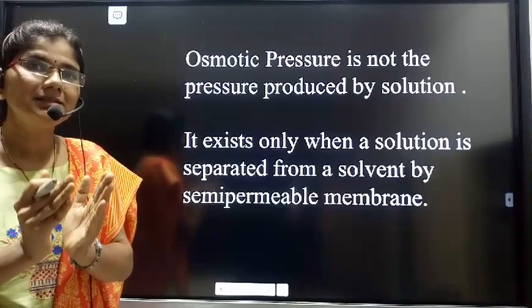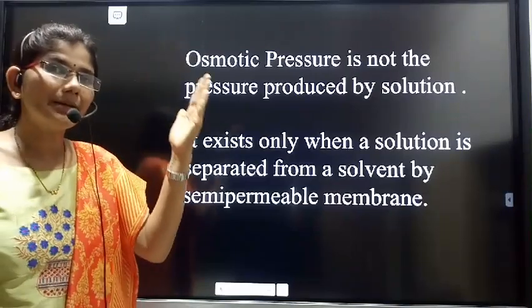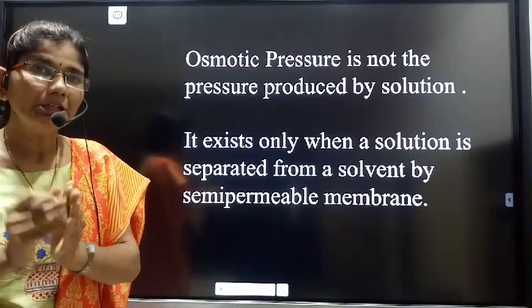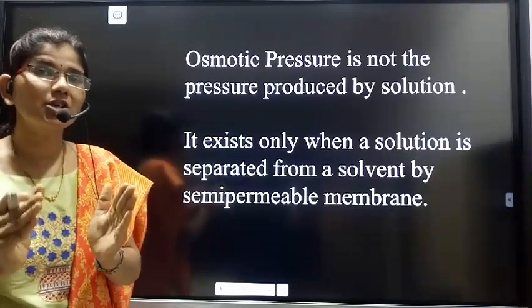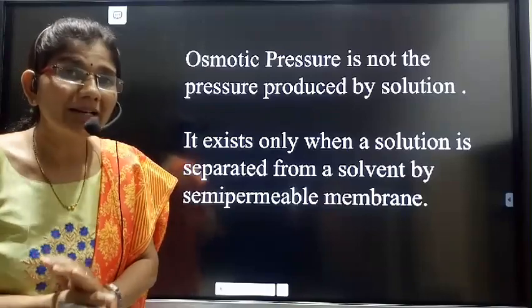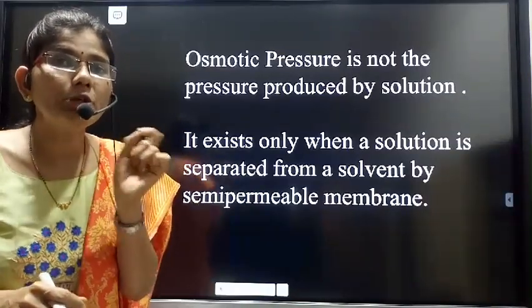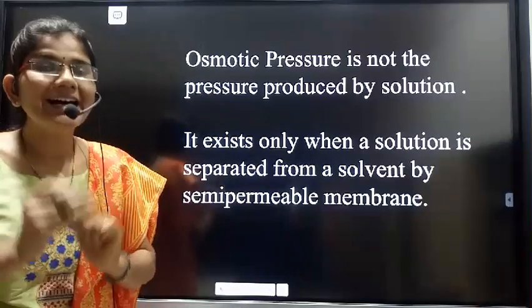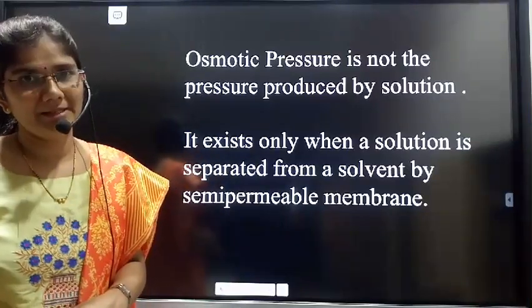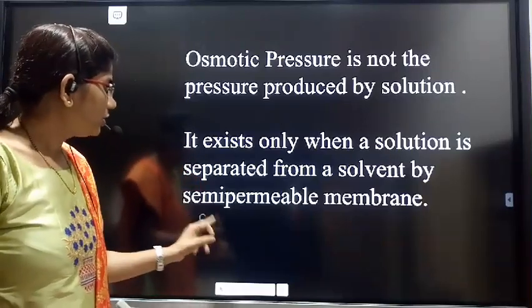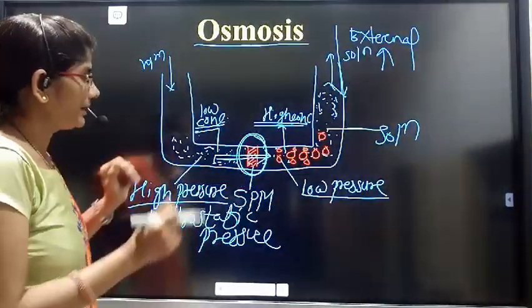And when this solution is separated from the solvent through a semi-permeable membrane, then what happens? The osmotic pressure is not a pressure produced by the solution, but it is produced due to the bombardment of solute particles on that semi-permeable membrane.